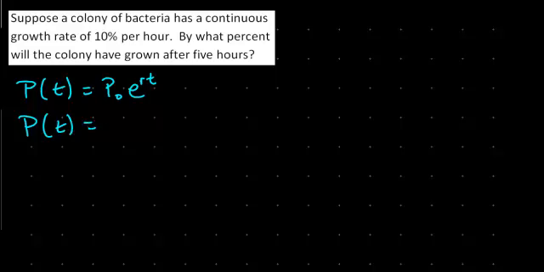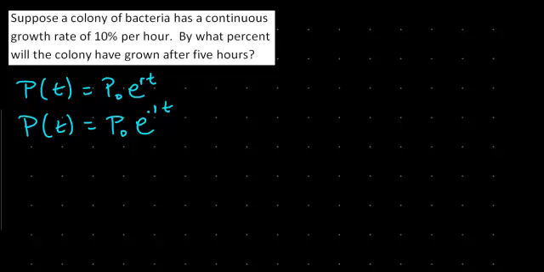So continuous growth rate is telling me that I'm looking at P of t equals the initial condition, P naught times e to the rt. Okay, and now they don't give us the initial condition, but they give us the percentage, e to the 0.1 t. That's going to be my 10% per hour. We don't need to know what the initial condition is if we know how it's growing here.